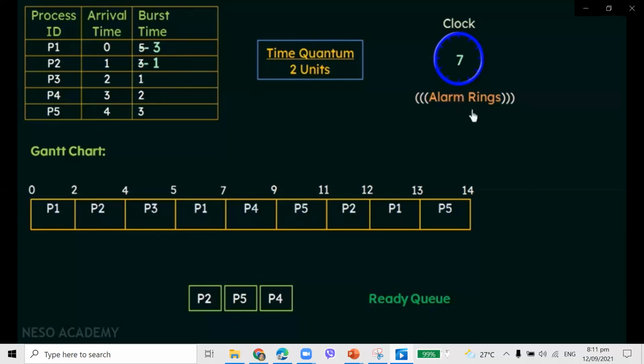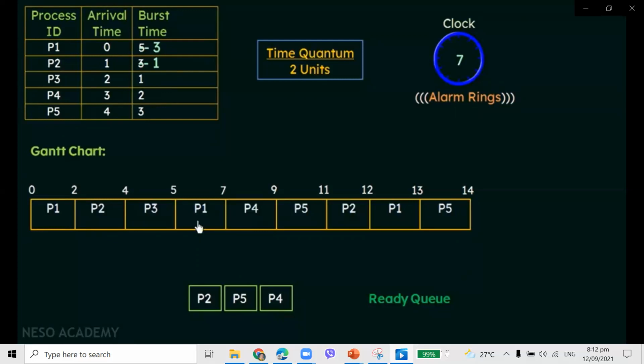So the alarm rings notifying that the present process has to be preempted and the next process should be given the CPU. So P1 will now be preempted and the next process, that is P4, will be given the CPU because P4 is the one at the head of the ready queue. So that is what will happen.